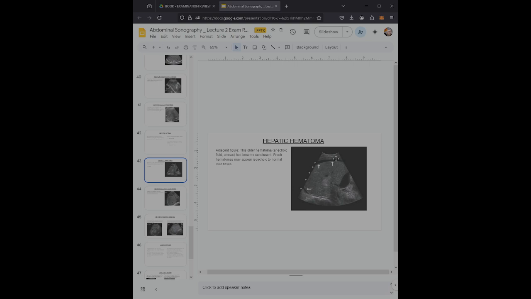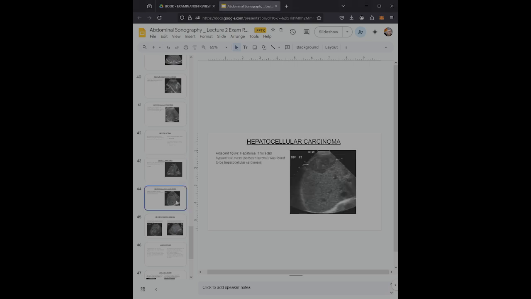it is quite isoechoic to normal liver tissue. Hepatocellular carcinoma is the most common form of liver cancer, and it is often seen in men. And the clinical findings include elevated alpha-fetoprotein levels, liver cirrhosis, chronic hepatitis, unexplained weight loss, hepatomegaly, fever, a palpable mass, and abdominal swelling.